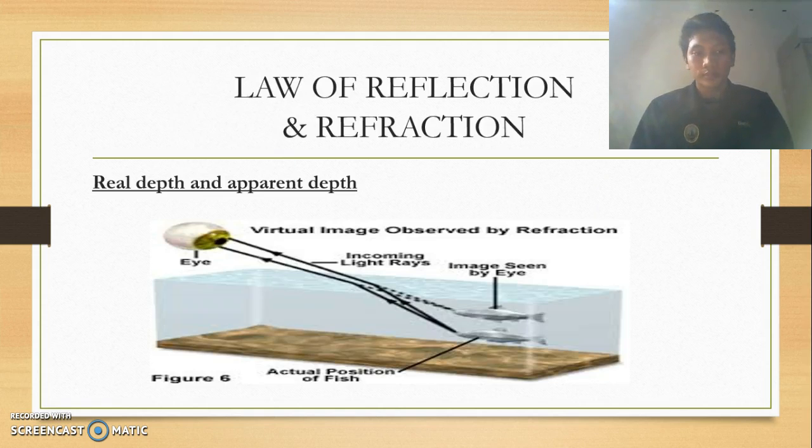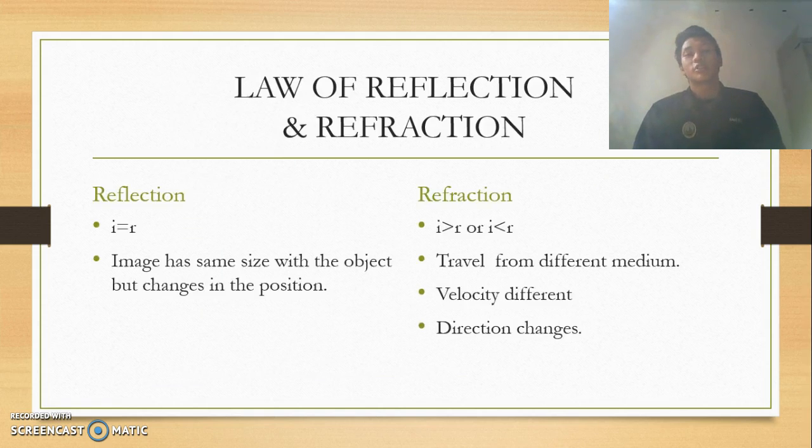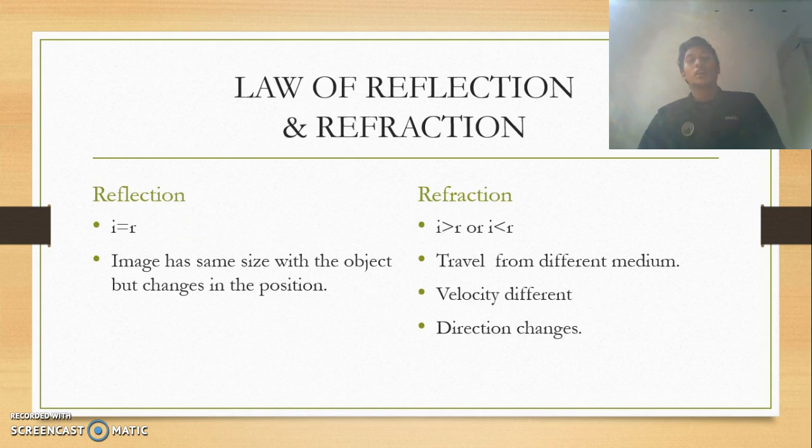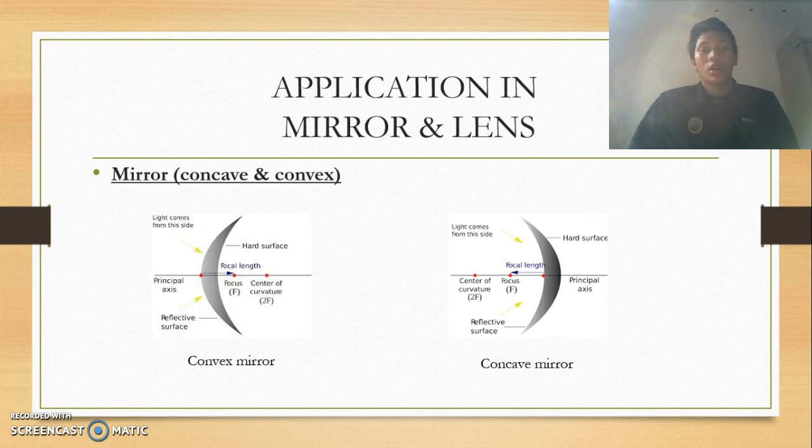Solving problems. Real depth and apparent depth occur in water. The position of the eye and the position of the object: the object is not in the position we see it from above. This is caused by refraction. There is a difference between reflection and refraction. Reflection gives an image the same size as the object but changes the position, while in refraction light travels into a different medium, the velocity differs, and the direction changes.